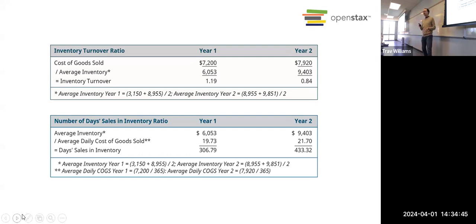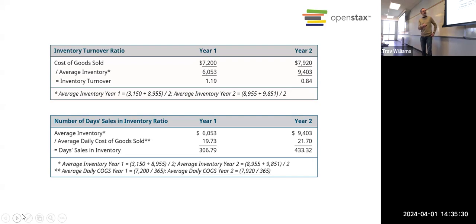So from what I said, is that a good thing or a bad thing? If our inventory turnover ratio goes down, is it good or bad? It's bad, right? You want it to go up. And just like with the AR turnover ratios from last chapter, there's an inverse relationship between the turnover and the number of days sales. Number of days sales, you want to go smaller. But we can assume our turnover ratio is getting smaller, our number of days sales is going to get bigger, which is also bad.